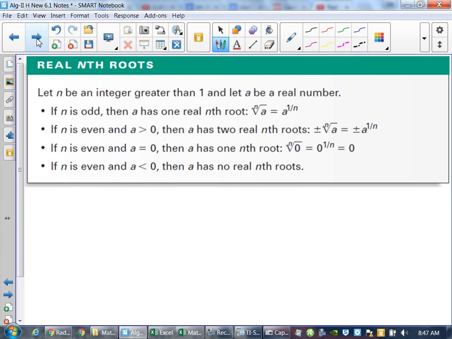Basically, this is what I just said. If even, you get plus or minus. If it's odd, it's whatever the sign is. And any nth root of 0 is always going to be 0.